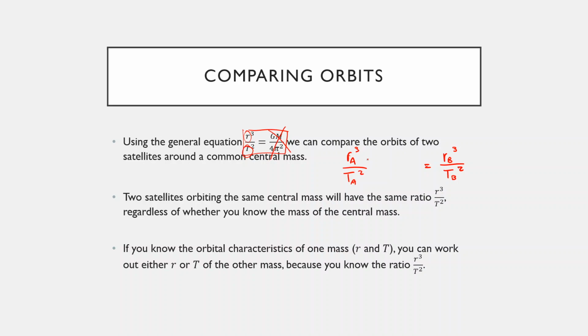Okay, so if you know 3 out of these 4 things, you can just work out the fourth thing directly from that. You don't have to worry about the mass of the central body at all. Okay, so you don't actually need to know it.